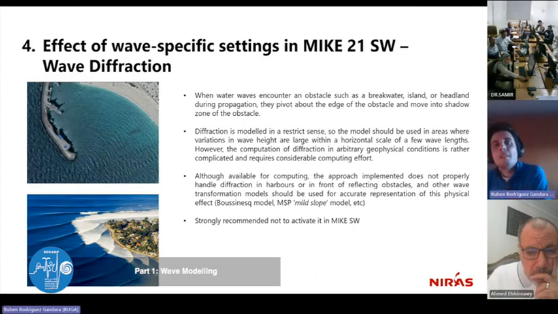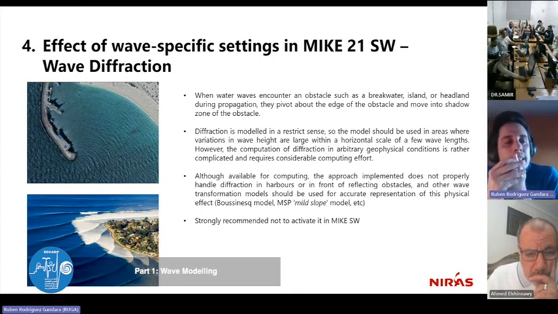Effect of wave specific wave diffraction. Okay, so in here I would like to assume that you all know what diffraction is in physics. In this case, it follows the laws of physics for light.